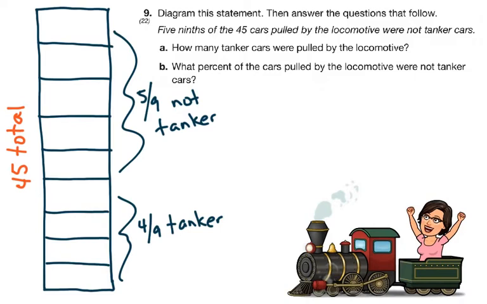Good. All right. So 5/9 of the 45 cars pulled by the locomotive's a train, were not tanker cars. Tankers usually have oil or something like that inside of them, some kind of liquid. 5/9 of the 45 total cars were not tanker cars. And so we have to take that 45 total and split it between our 9 boxes. So 45 divided by 9 is 5. So you should have 5 in each box.